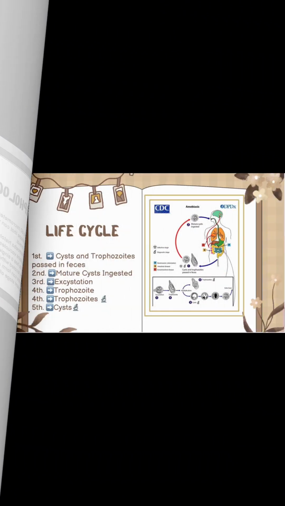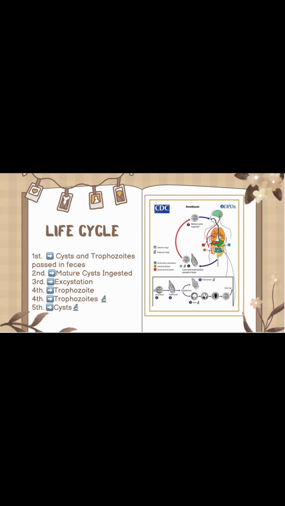Next is the life cycle of Entamoeba histolytica. In the first stage, cysts are typically found in formed stool, whereas trophozoites are typically found in diarrheal stool. Infection with Entamoeba histolytica occurs via ingestion of mature cysts. In the second stage, from fecally contaminated food, water, or hands, exposure to infectious cysts occurs, and exposure to trophozoites in fecal matter during sexual contact may also occur.